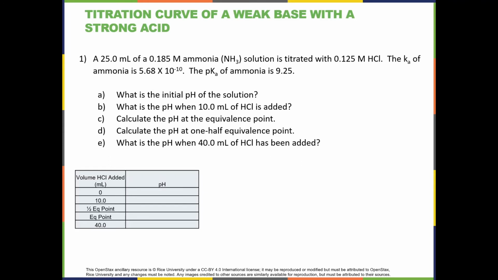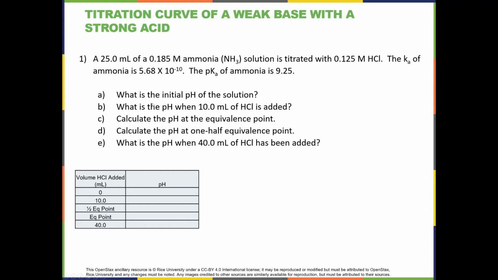Okay, so it says a 25 milliliters of a 0.185 molar ammonia solution is titrated with 0.125 molar HCl. So ammonia is a weak base. HCl is a strong acid. So we're doing a weak base with a strong acid. The pH is going to start high, okay? And it's going to move down as we add more acid. The Ka of ammonia is given and the pKa of ammonia is given, and we're going to need both of those to do these calculations.